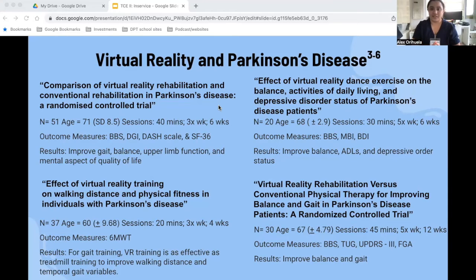to a conventional rehabilitation. In another article displayed on the screen, the effects of virtual reality training on walking distance and physical fitness in individuals with Parkinson's disease, they gathered 9 females and 28 males around the age of 60 with stages 1, 2, or 3, according to the Hoehn and Yahr scale, and were split into 3 groups: the virtual reality group, the treadmill group, and the conventional group. The outcome measure utilized in the study was a 6-minute walk test to assess distance walked. Results have shown that virtual reality training is as effective as treadmill training to improve walking distance and gait variables.